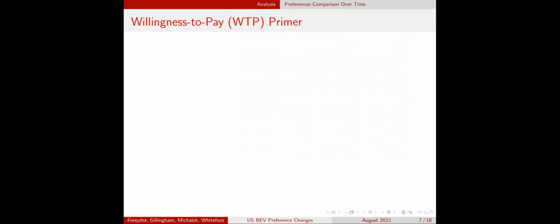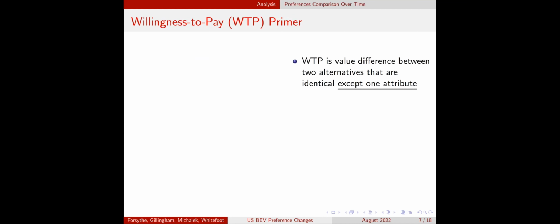So before I get into the results and the comparisons, I just want to talk a moment about willingness to pay so we're all on the same page. When I say willingness to pay, that is the value difference between two alternatives that are identical in every way except one. There's one attribute difference between the two alternatives.